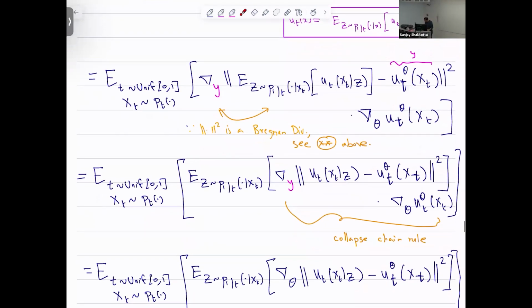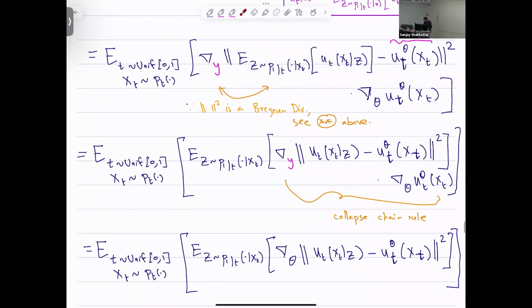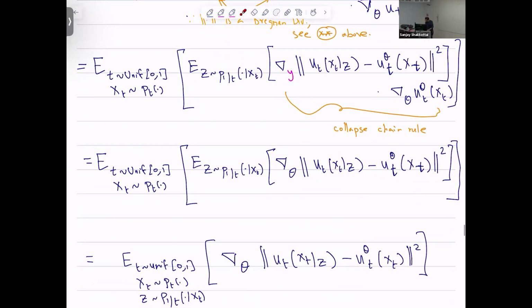Now you collapse this chain rule inside. So you have a gradient with respect to y and a gradient with respect to theta. Collapse. This was the y part of it. Let's collapse it back to basically say that you get the gradient of the conditional field minus u_t of x_t. Now bring all these expectations together, and there's a gradient still here. Okay.